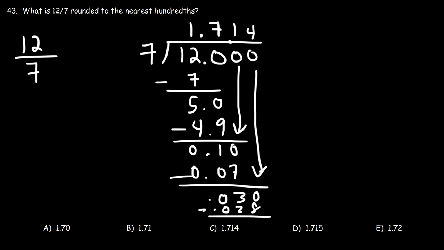Now we could stop here. Our goal is to round it to the nearest hundredths. So we need to focus on this number. Is it going to be rounded down to a 1 or rounded up to a 2? Now, because we have a 4 and not a 5, we need to round it down to a 1. So the correct answer is B, 1.71.